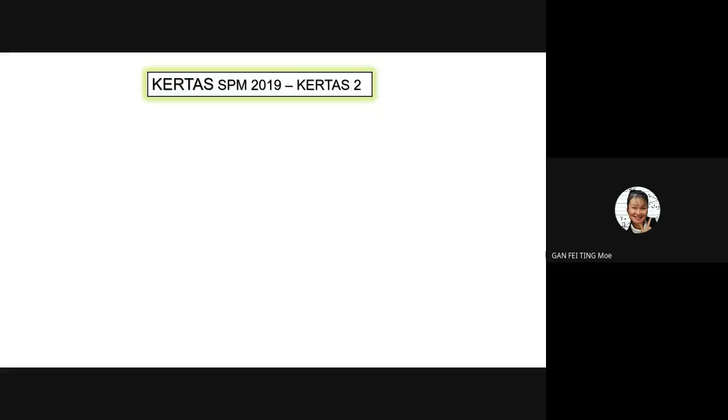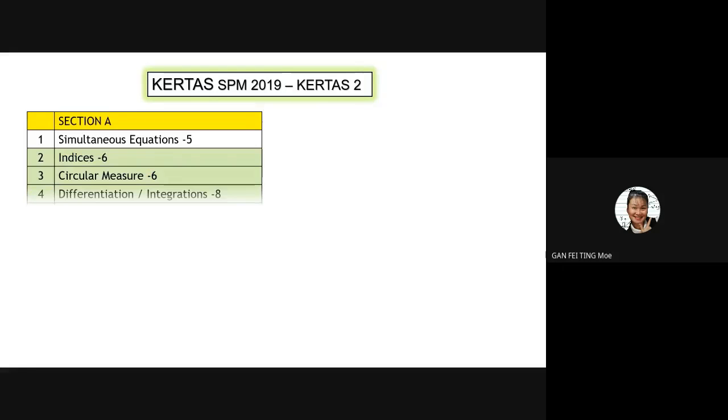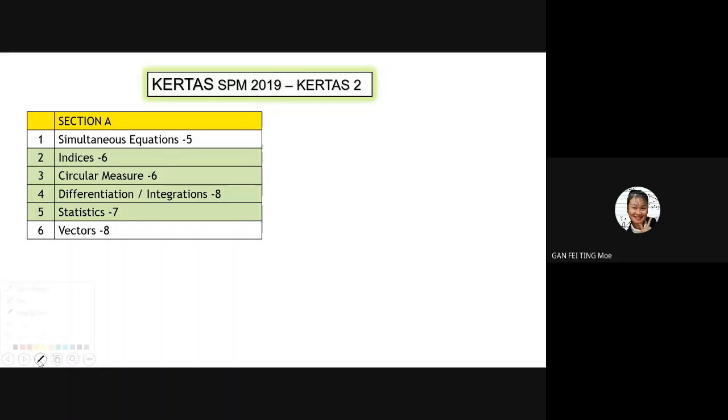Okay, then let's go to our Kertas SPM 2019 Paper 2. Section A. We have a simultaneous equation. You can see that the 5 here means 5 marks. Last slot, I forgot to tell you what the number here indicates. Question number 2 is indices, 6 marks.